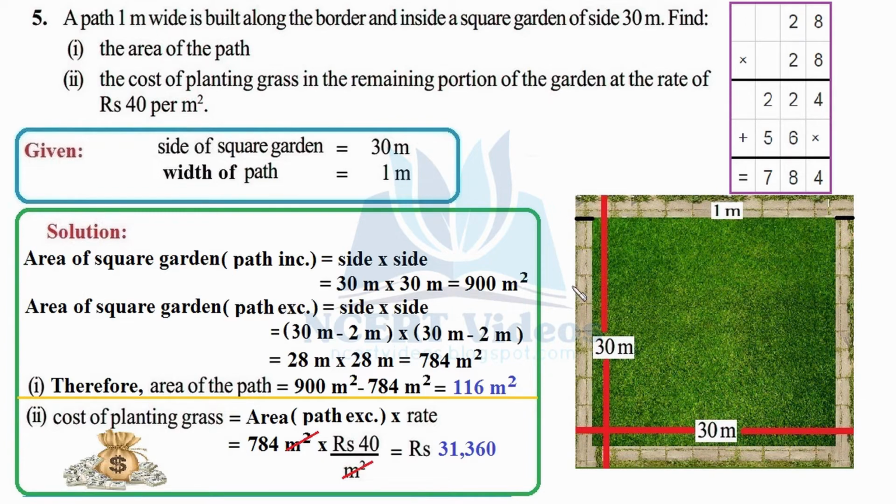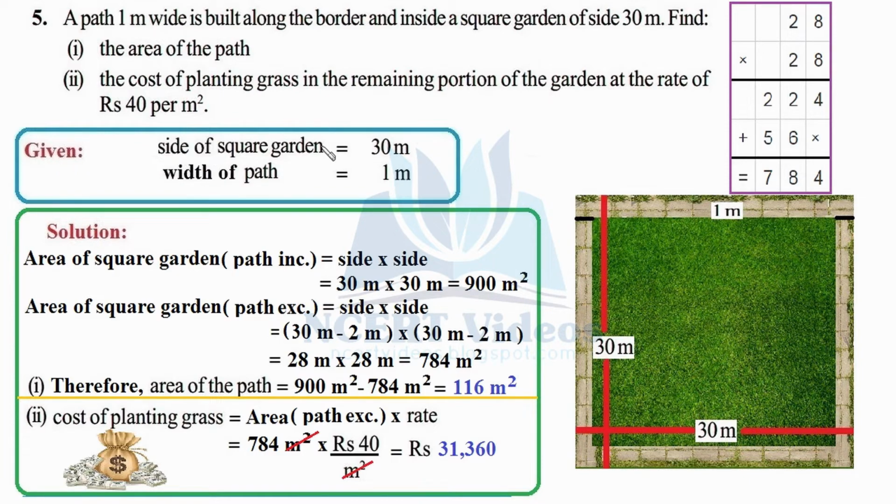Again repeating, this is the actual garden and we are building a path inside and across all four sides. So the width of path is 1 meter, that is 1 meter, 1 meter, 1 meter, 1 meter. And the dimensions of the square garden are given. Since it is square, only one side will serve our purpose, that is 30 meter. Now we have to find the area of path. Again, using the same concept, complete area of this garden including path minus the actual garden which is left now. Initially it was this, but now it is this portion only.